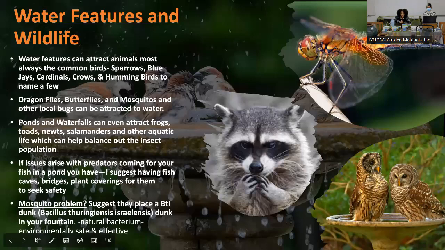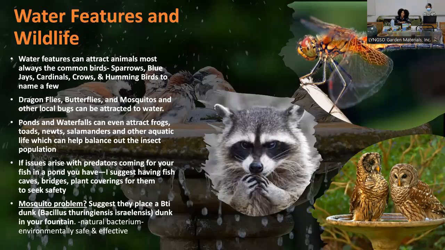So what type of wildlife will water features attract? Most water features attract birds, definitely. Sparrows, blue jays, cardinals, hummingbirds, crows. You'll see a lot of different insects as far as mosquitoes, butterflies, dragonflies, water bugs. Depending on the area you live in, you can even attract frogs, toads, and newts, salamanders, or other aquatic life.